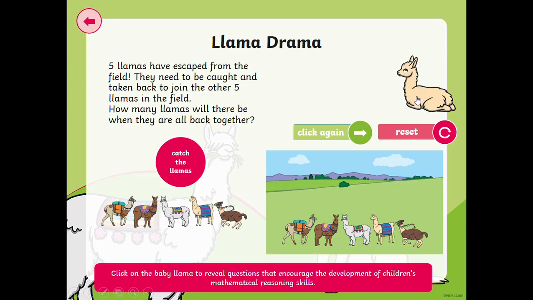Well done. Llama Drama. 5 llamas have escaped from the field. They need to be caught and taken back to join the other 5 llamas in the field. How many llamas will there be when they're all together? So there's 5 llamas who have escaped out of the field and 5 llamas in the field. How many llamas will there be all together when they're all back in the field?